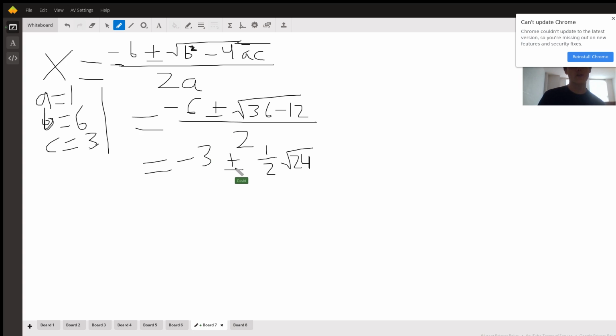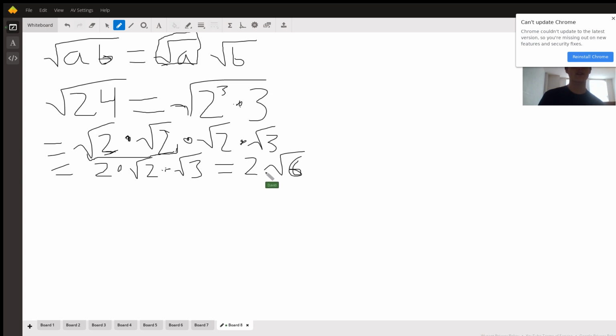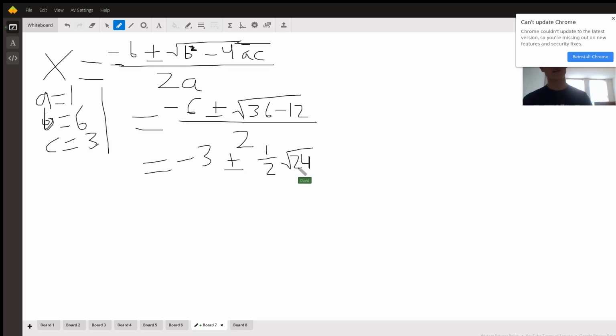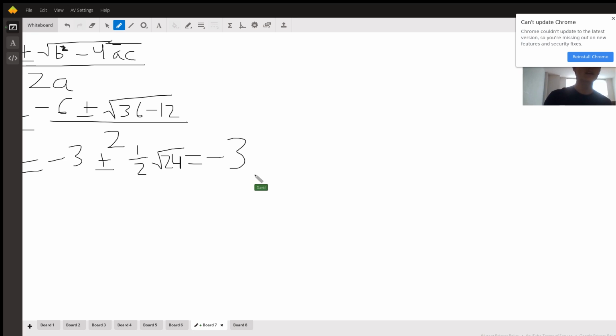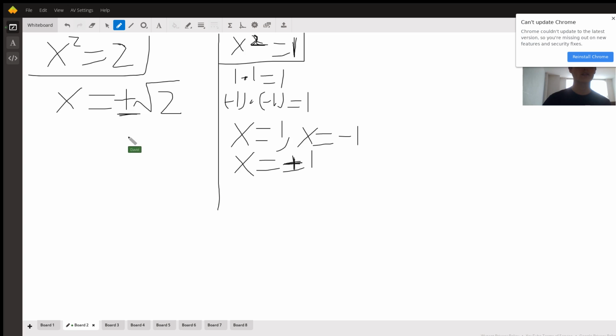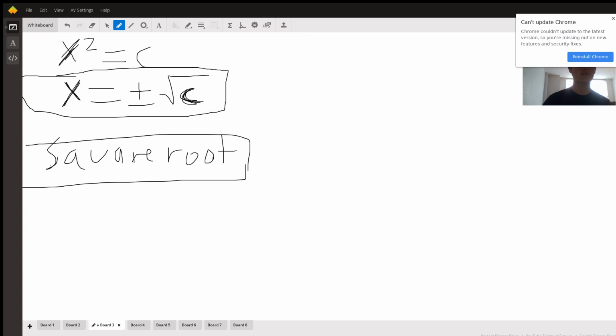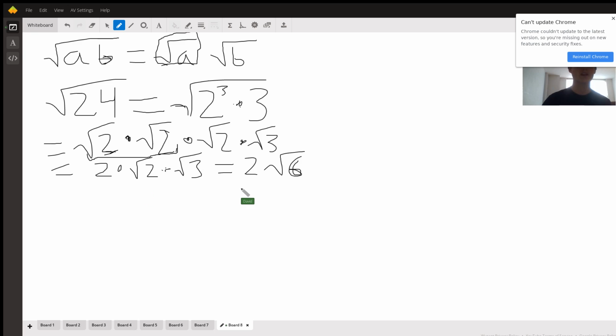Well, we had negative 3 plus or minus 1/2 square root of 24 before. We just said that square root of 24 is equal to 2 square root of 6. So let's plug that in here and see what we get. If we write 2 square root of 6 instead of square root of 24, we get negative 3 plus or minus 1/2 times 2 square root of 6. The 2 in the numerator and denominator cancel. So what we get is plus or minus square root of 6, which is what we got before, over here.